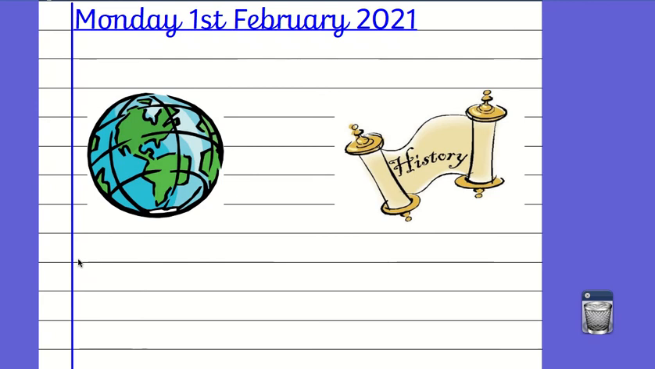Good afternoon, Year 3. This is your Encompass lesson for this week. It's Monday, the 1st of February 2021, and just like on my page, you need that date written on the very top line and underlined as neatly as possible.